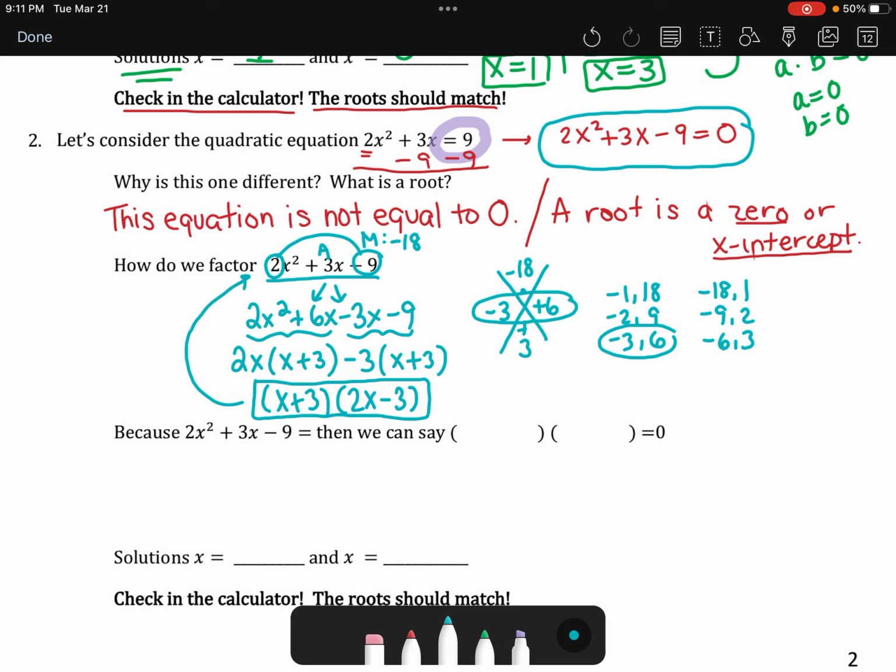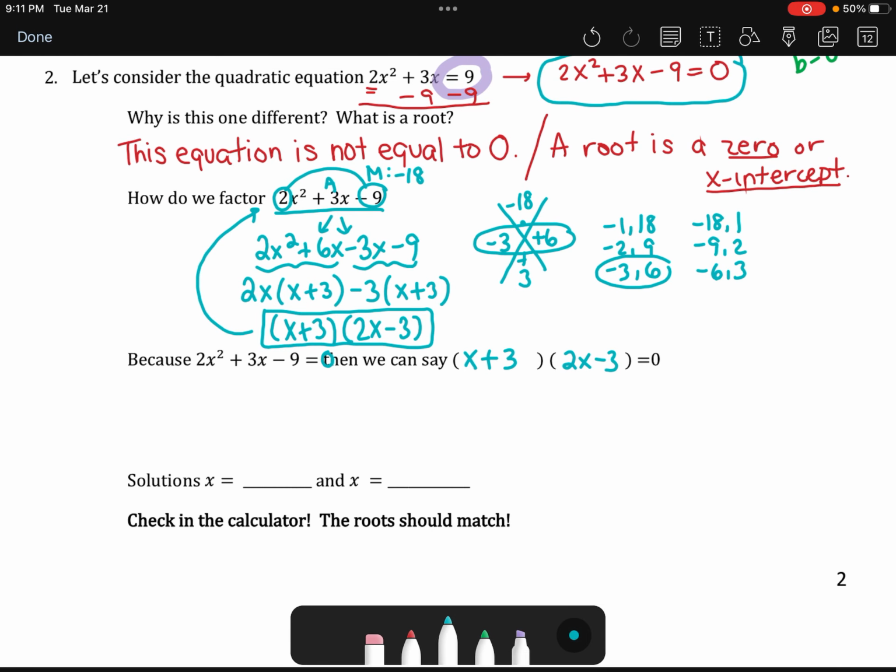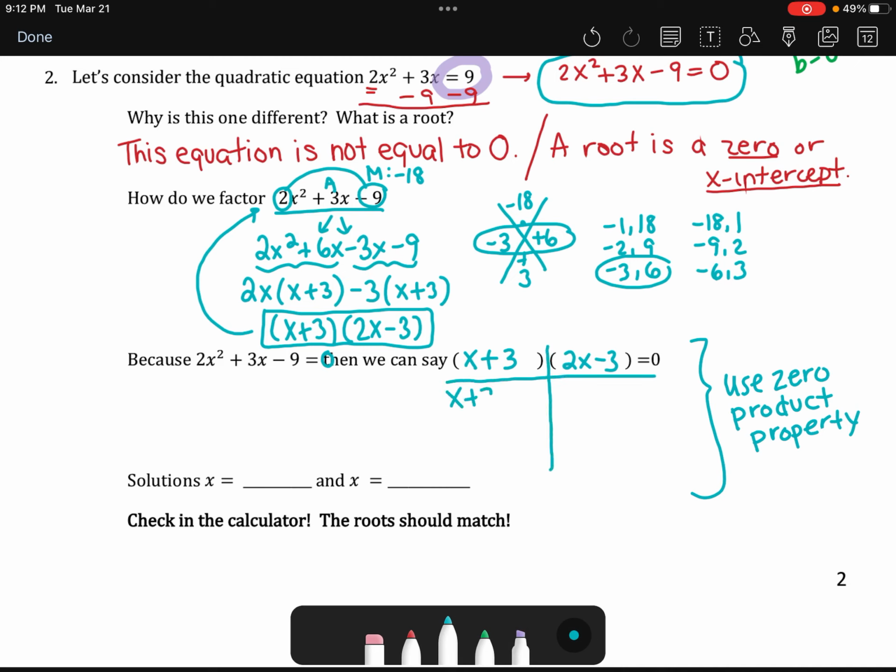All right, so because that's going to be equal to 0, sorry, that 0 got left out, then we can say that x plus 3 times 2x minus 3 equals 0. That's the factored form of 2x squared plus 3x minus 9. So now we can, again, use the zero product property here. Because it's equal to 0, I can say that both of these are equal to 0: x plus 3 could equal 0, or 2x minus 3 could equal 0.